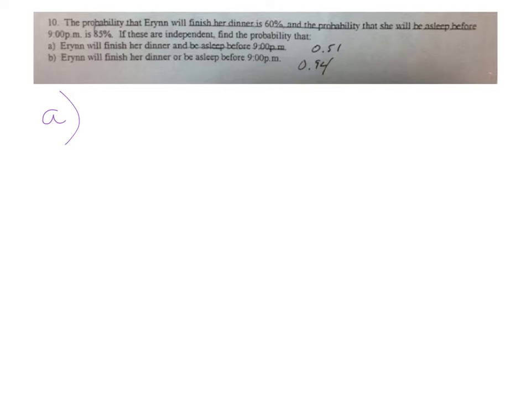So if Erin finishes her dinner and she's asleep before 9 o'clock, then it's really easy to do, because you're looking for the probability that she's finishing her dinner and she's sleeping before 9 o'clock. That's supposed to be an S there, sorry. So all you do is times together the two probabilities. So the 60% times the 85% is going to give you a 51%.